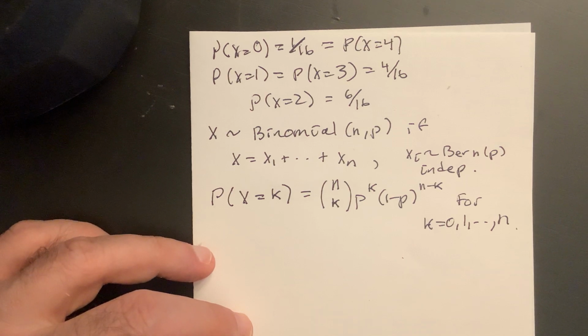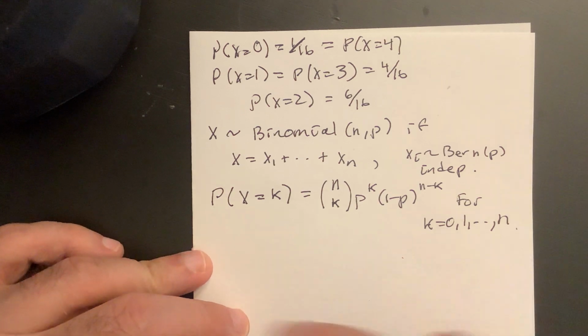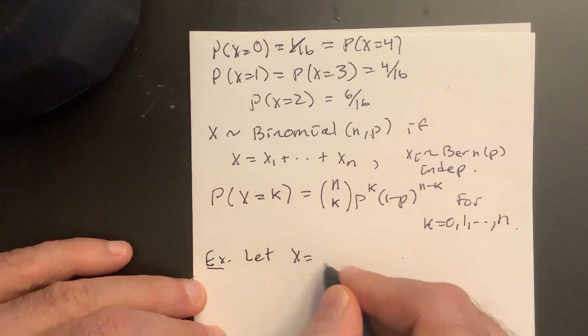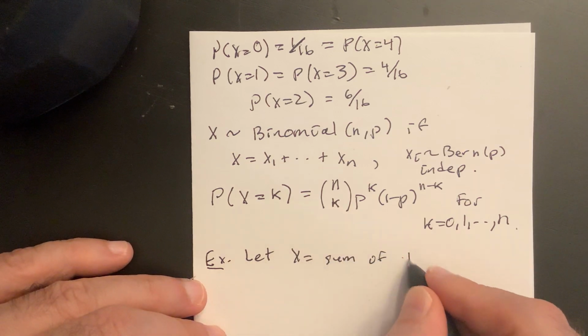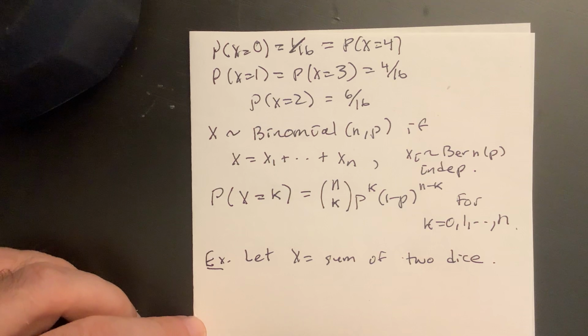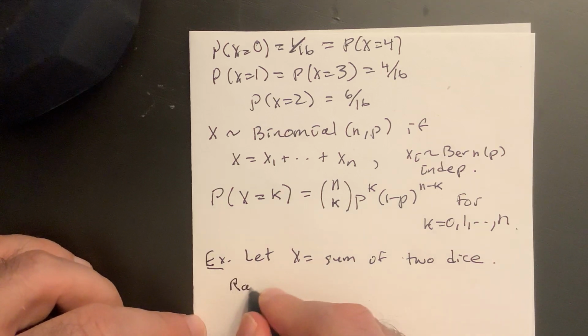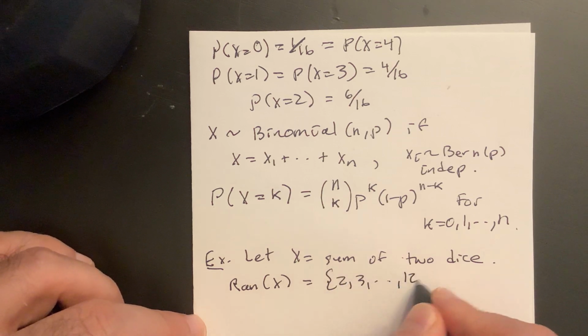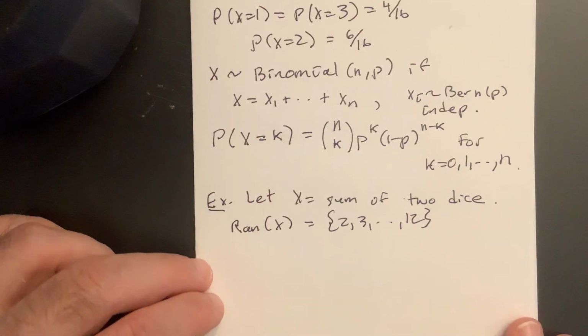Okay, well, we can keep going. There are a lot more. Let's have another, just to give some more examples. So example: let X equal the sum of 2 dice. And so the range of X is equal to 2, 3, up to 12. And you can compute those probabilities.